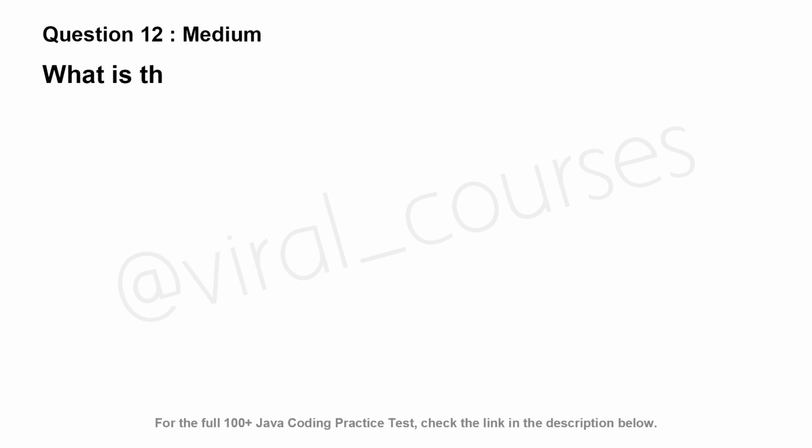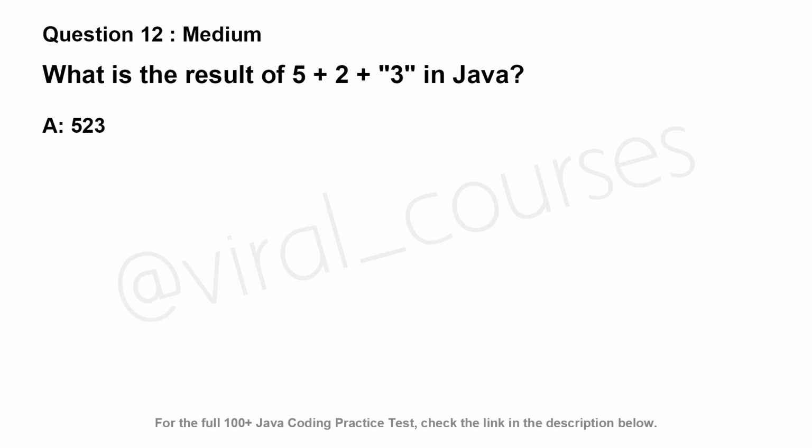What is the result of 5 plus 2 plus 3 in Java? Option A. 523. Option B. 10. Option C. 73. Option D. Compilation error.